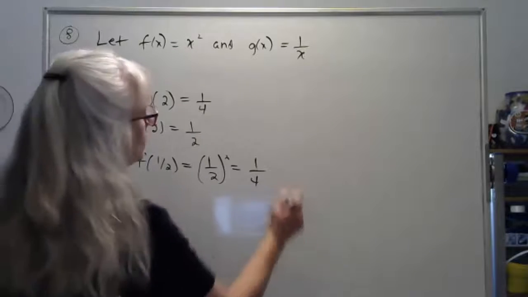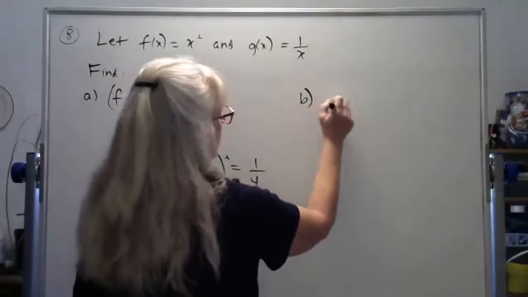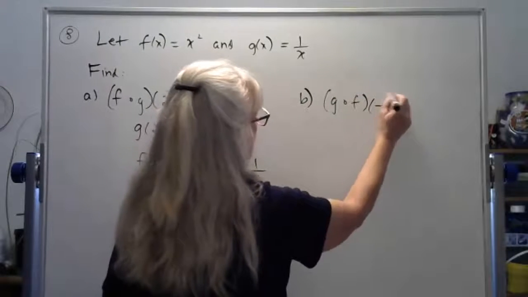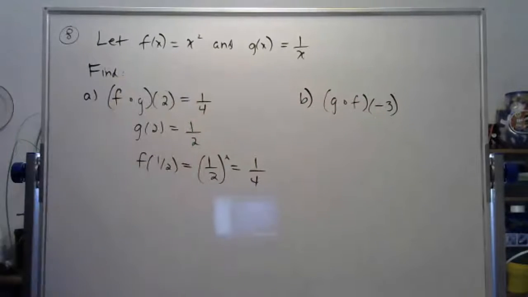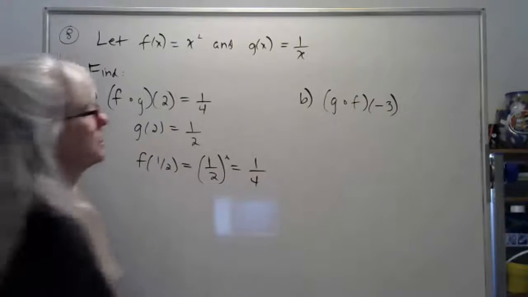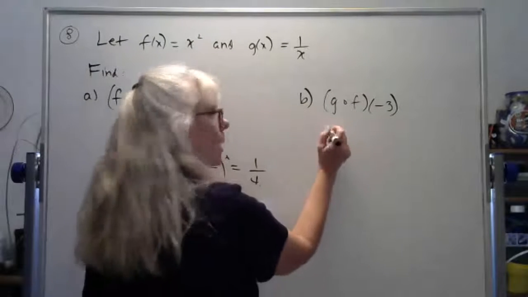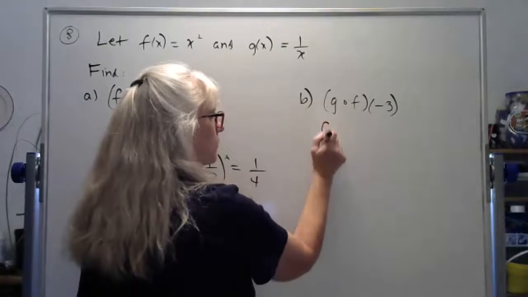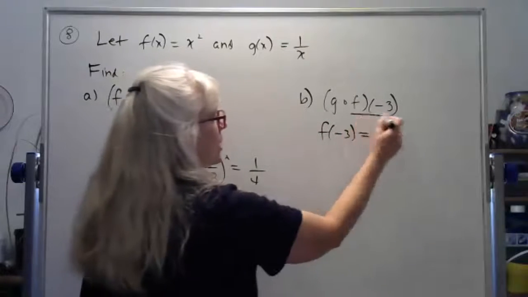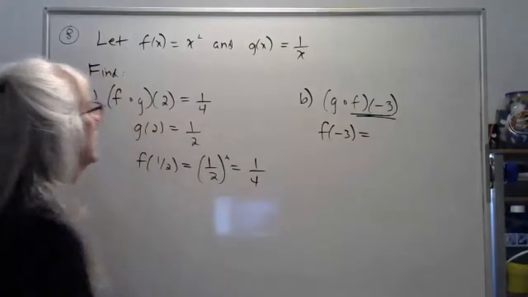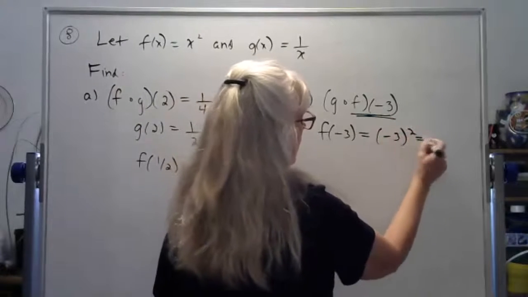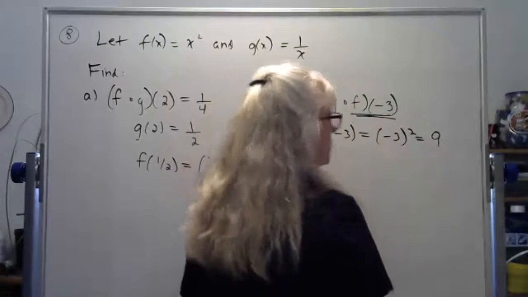What if we do g compose f of -3? So g compose f of -3. Okay, somebody else tell me what I need to do first this time. So I need to go find what? f of -3. Beautiful. So we'll go find f of -3. Again, notice that we're starting at the tail end, the right side. So f of -3 would be -3 squared. And -3 squared is 9.